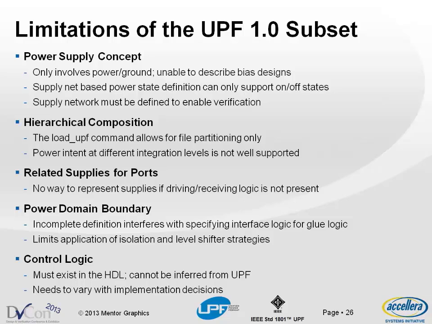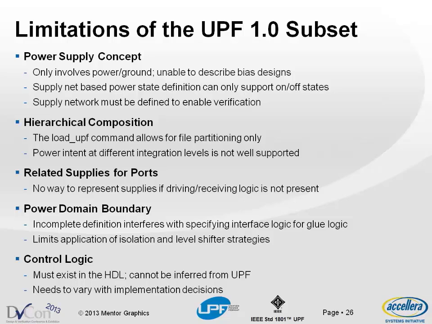And that doesn't really cover all the cases we want to cover. There was a discussion earlier about bias. That involves more than just the primary power and primary ground net, and it involves modeling that we can't really do in 1.0. So there's more work to be done here.